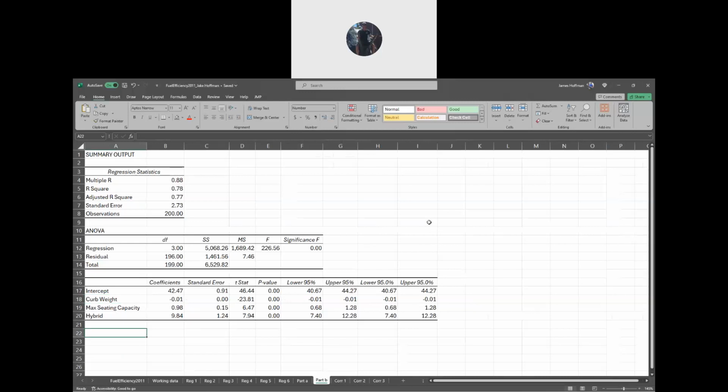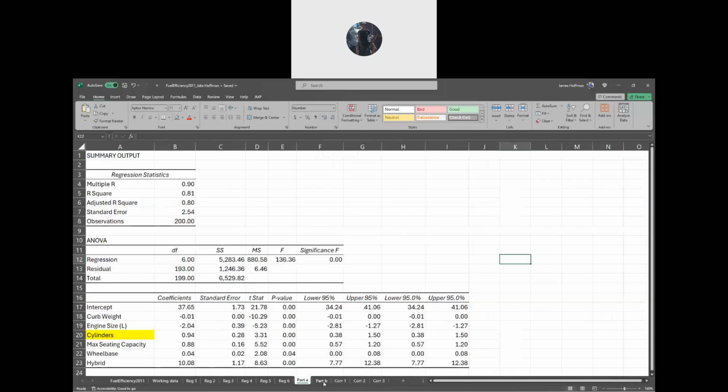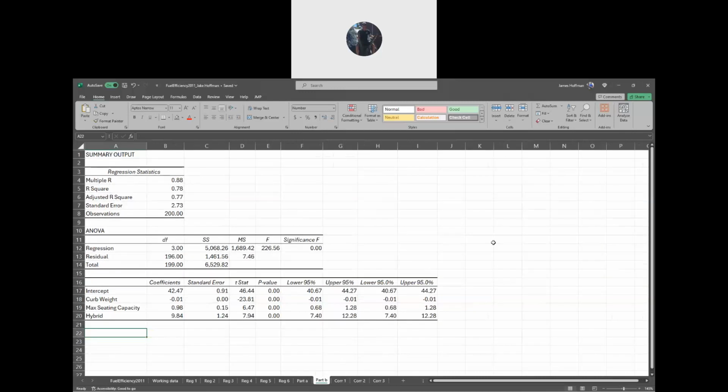So part C. Reduce. Yeah, this, right. Because these ones wouldn't have a proper interpretation. And then part D, because it has engine size, we're going to use the one just like last time, I think so, yeah.